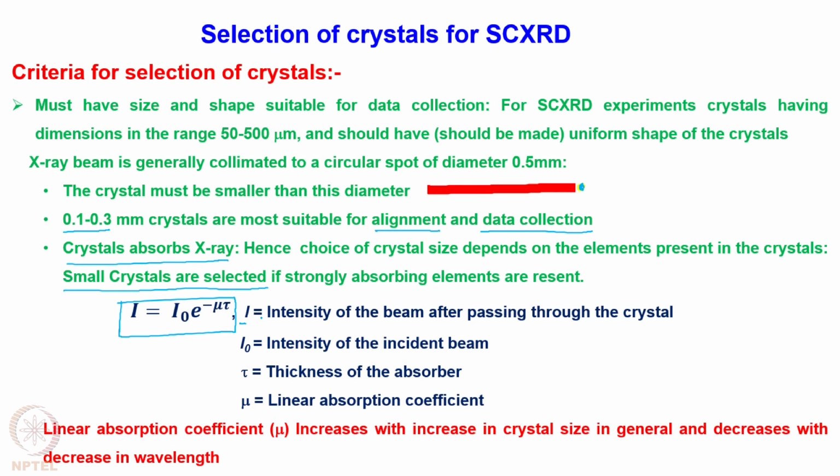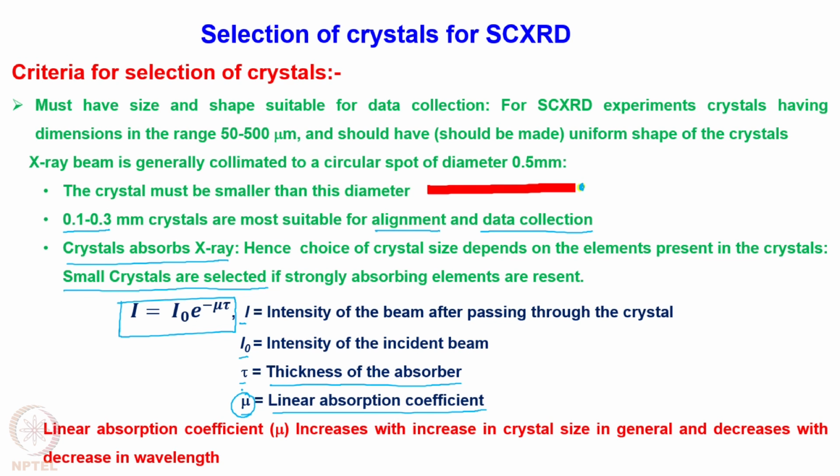This I is the intensity of the direct beam after passing through the crystal. I0 is the intensity of the direct incident beam before passing through the crystal. Tau is the thickness or path length of the absorber, or the path length through which the X-ray beam is going in case of this particular crystal, and mu is called the linear absorption coefficient. So, this term mu is very important.